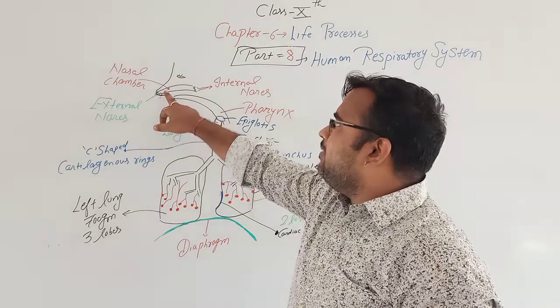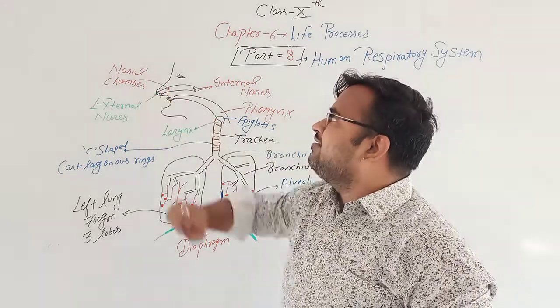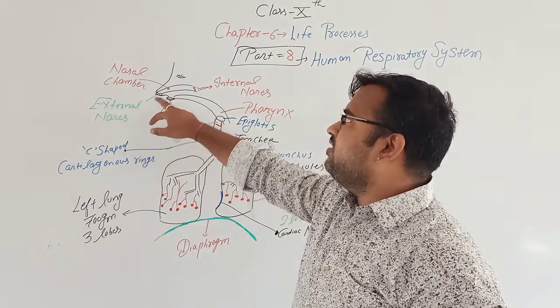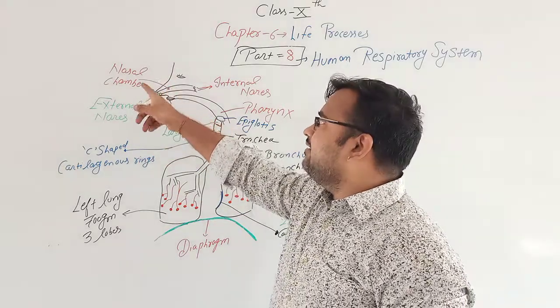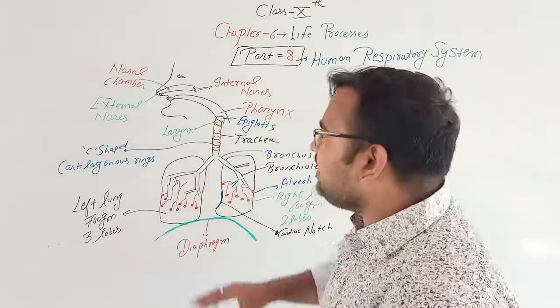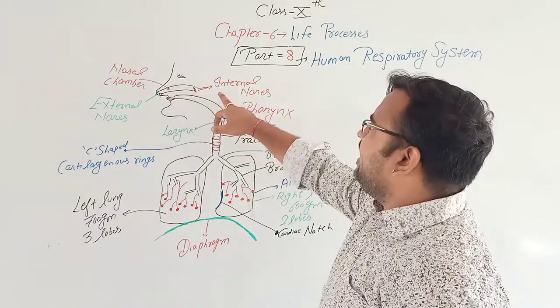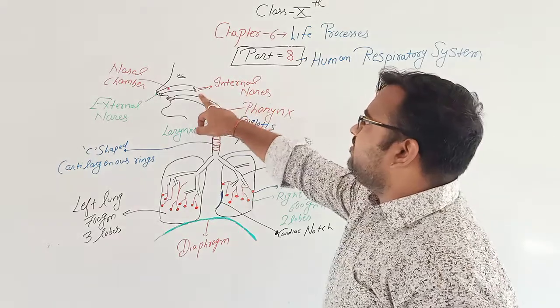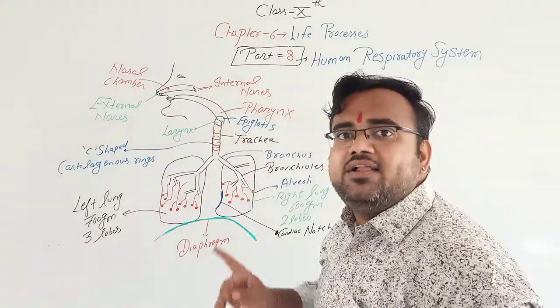Then it is followed by the pathway known as the nasal chamber. The external layers follow the path, then it enters into the nasal chamber. Then the nasal chamber finally ends at the two nostrils, which are known as internal nostrils.